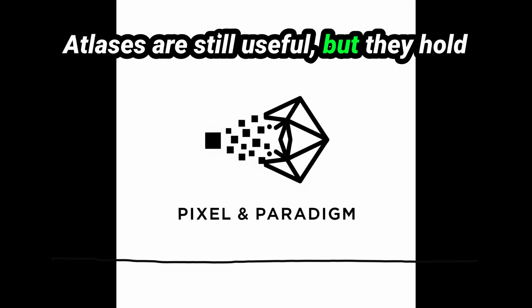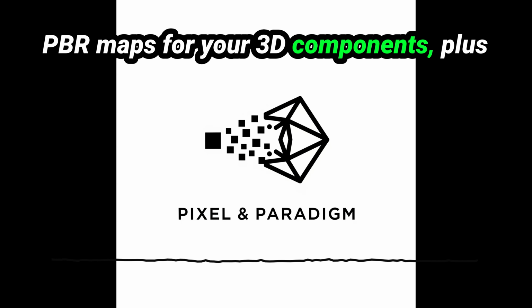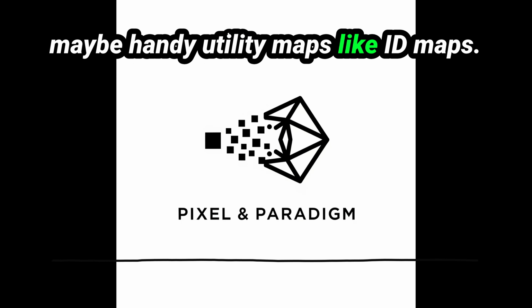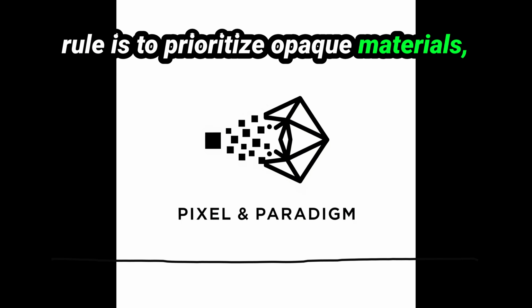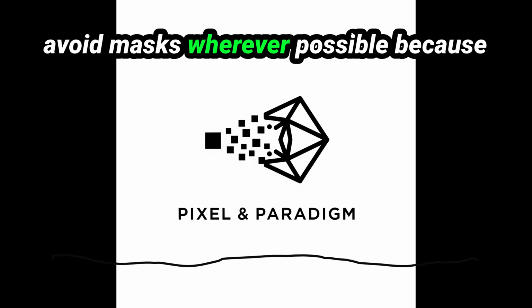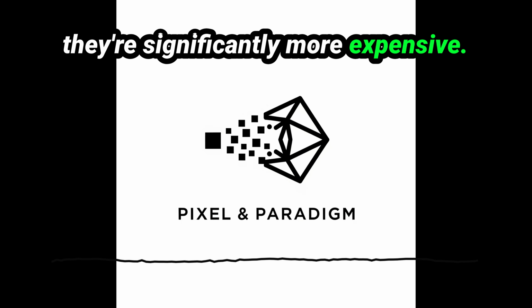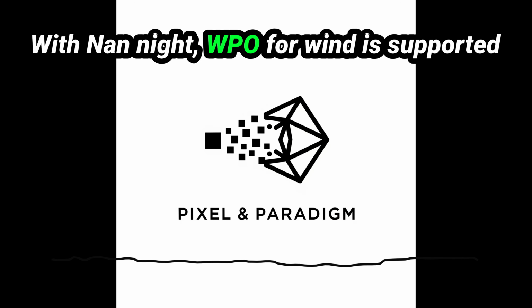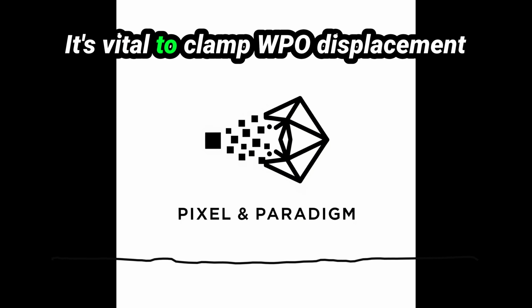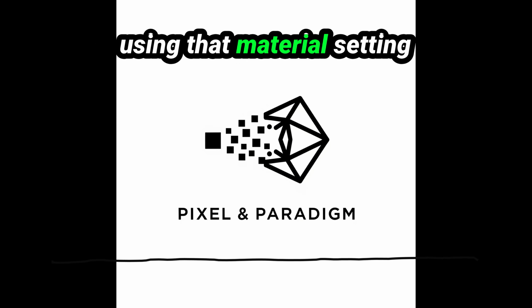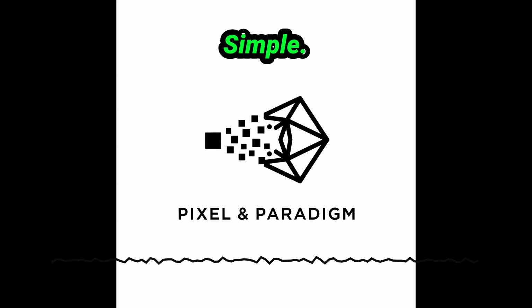Atlases are still useful, but they hold PBR maps for your 3D components, plus maybe handy utility maps like ID maps. The single most important performance rule is to prioritize opaque materials. Avoid masks wherever possible because they are significantly more expensive with Nanite. WPO for wind is supported but can be costly on dense meshes. It's vital to clamp WPO displacement using that material setting and keep your WPO logic simple.